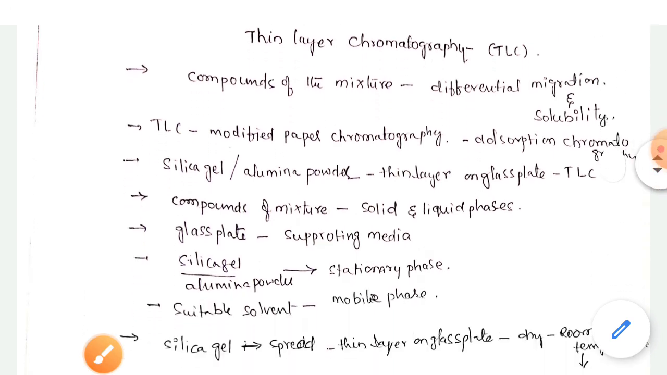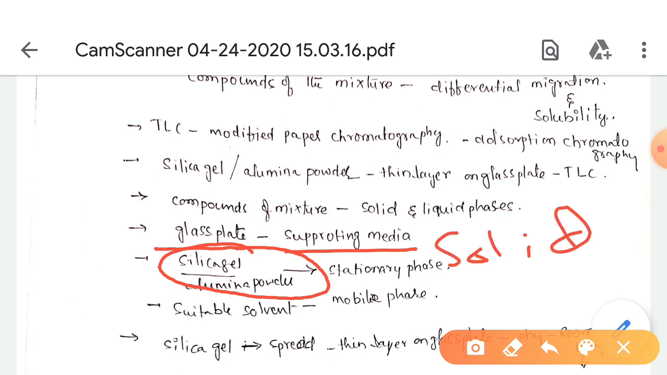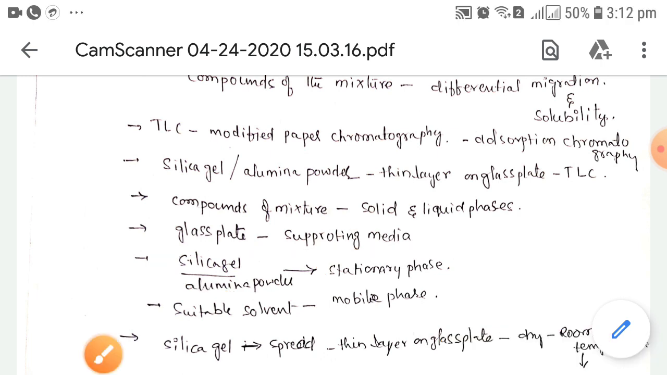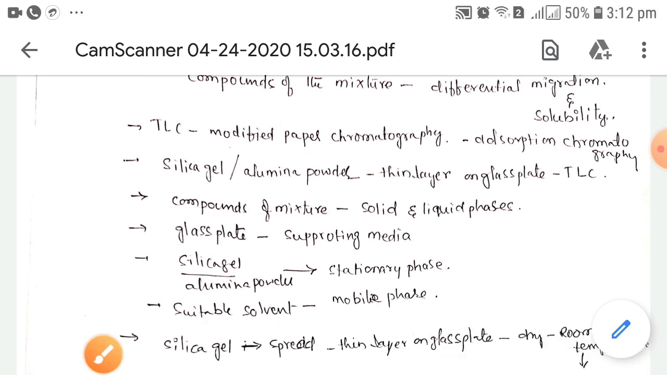So here the glass plate functions as a supporting medium, and the silica gel and alumina powder function as the solid stationary phase, and a suitable solvent functions as the mobile phase.